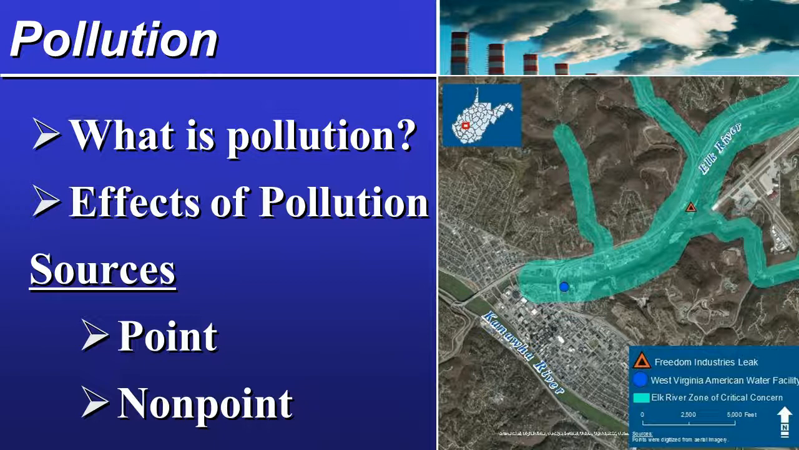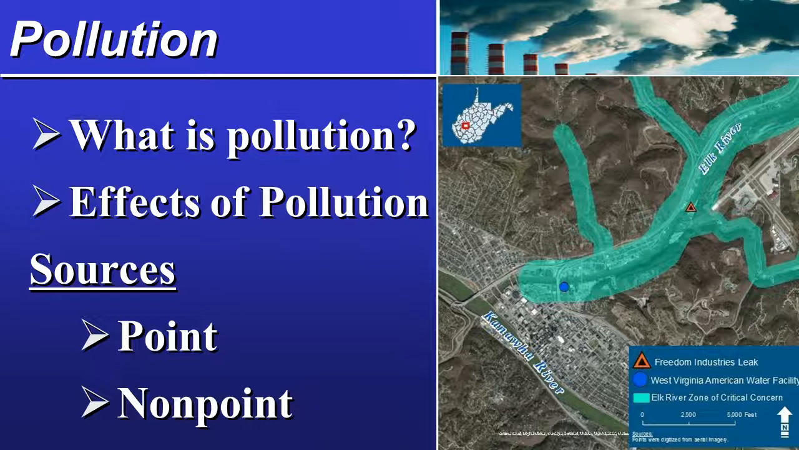The chemical spill occurred upstream from the West Virginia American Water Facility, located here. The West Virginia American Water Facility pulls water from the Elk River, treats it, and then distributes it to the communities in the surrounding area. Following the spill, up to 300,000 people within 9 counties of this area in Charleston, West Virginia metropolitan area were without access to potable, drinkable water.